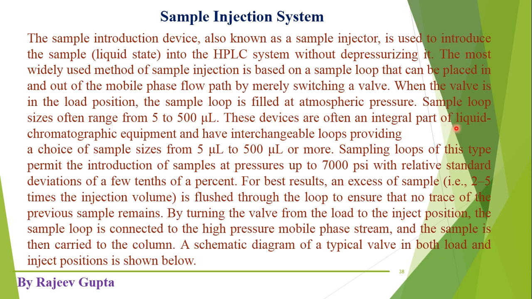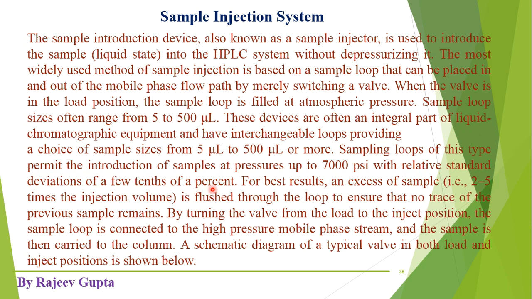These devices are often an integral part of liquid chromatography equipment and have interchangeable loops. These are accessory parts of this instrument where we can interchange the loops according to our sample size and sample nature. The loops could be small or larger, providing a choice of sample size from this to this range or more. Sampling loops of this type permit the introduction of samples at pressures up to 700 psi with relative standard deviations of a few tenths of a percent.